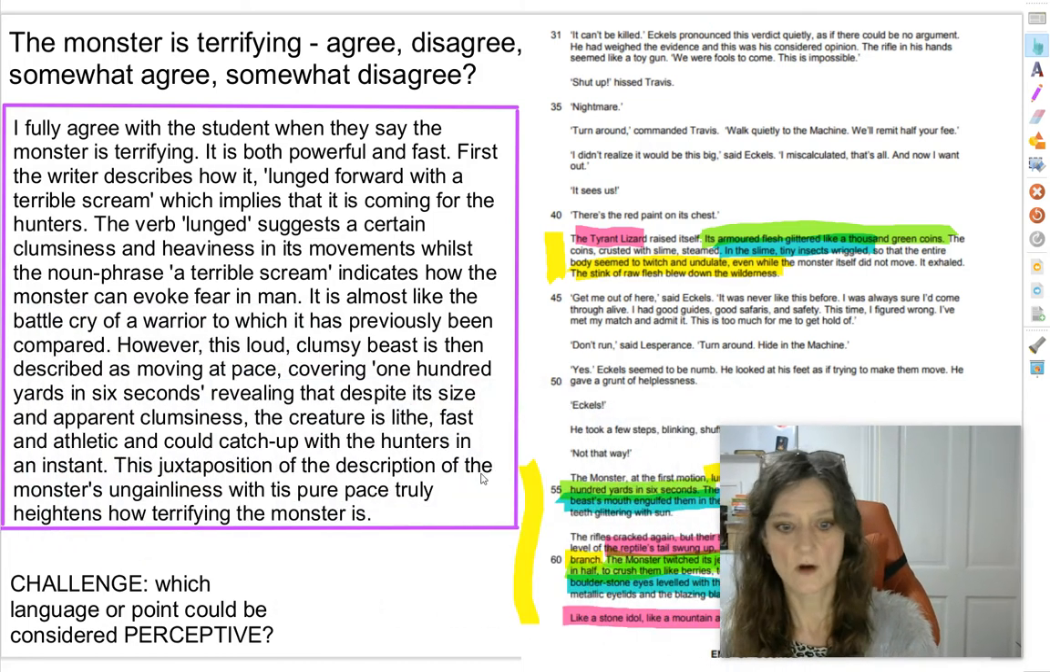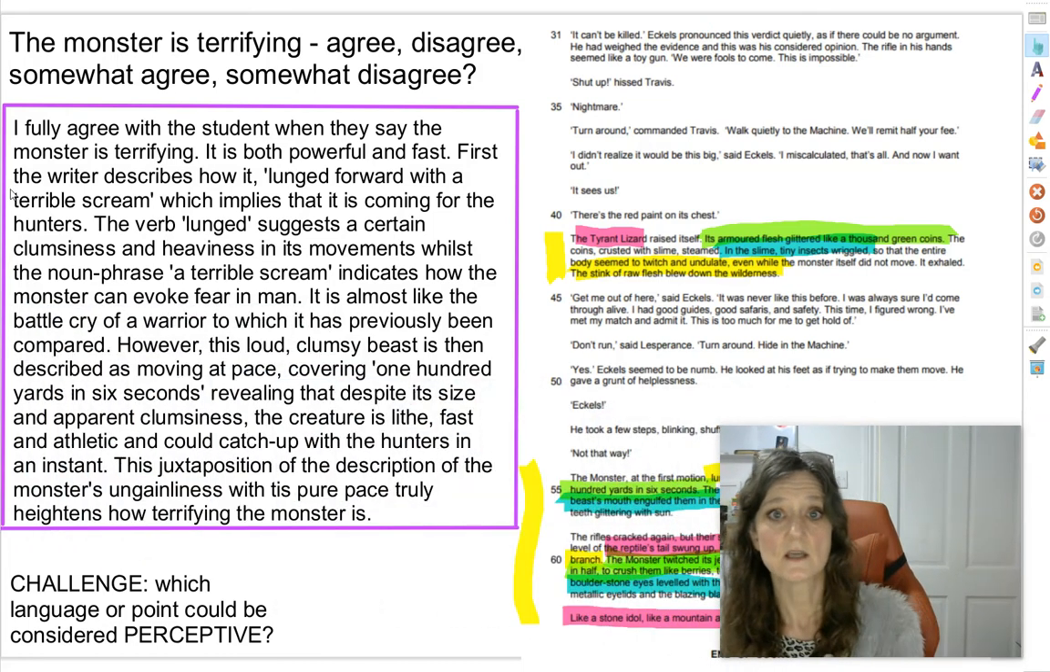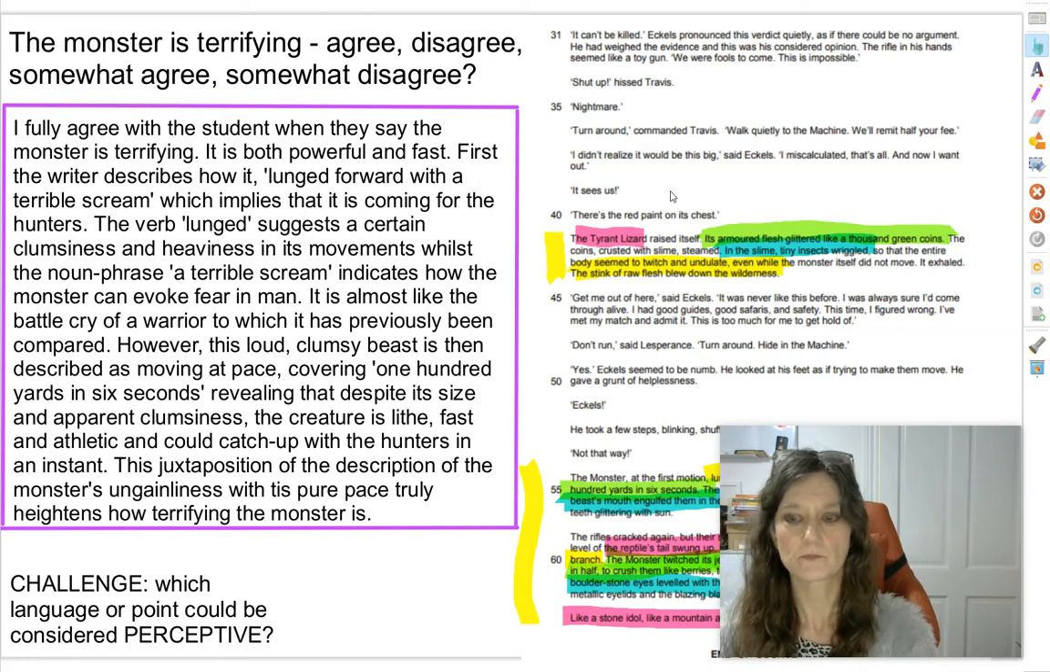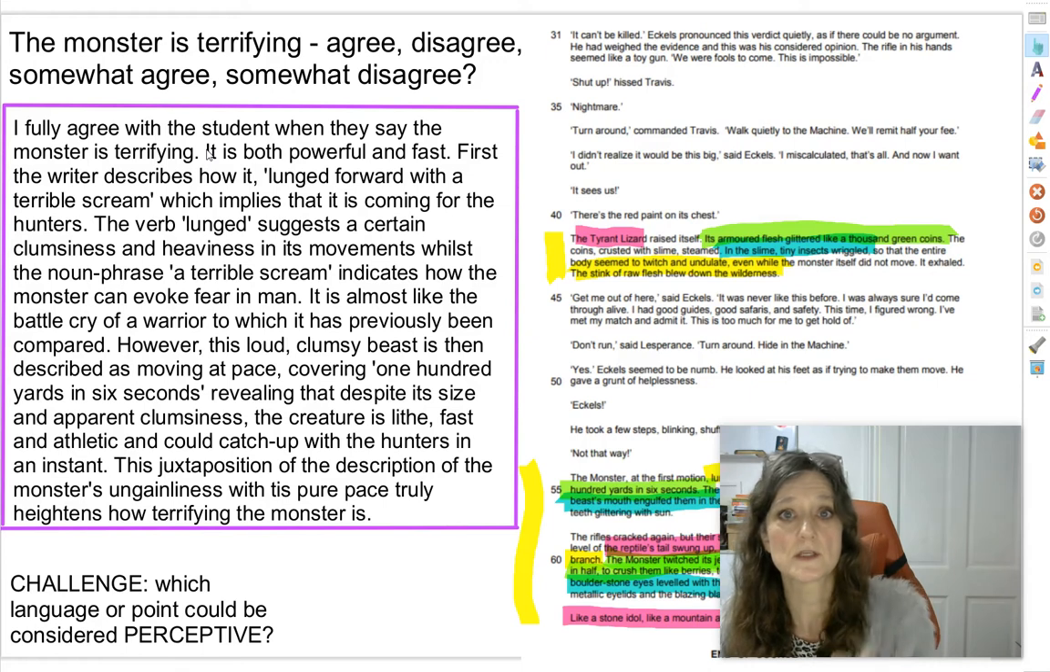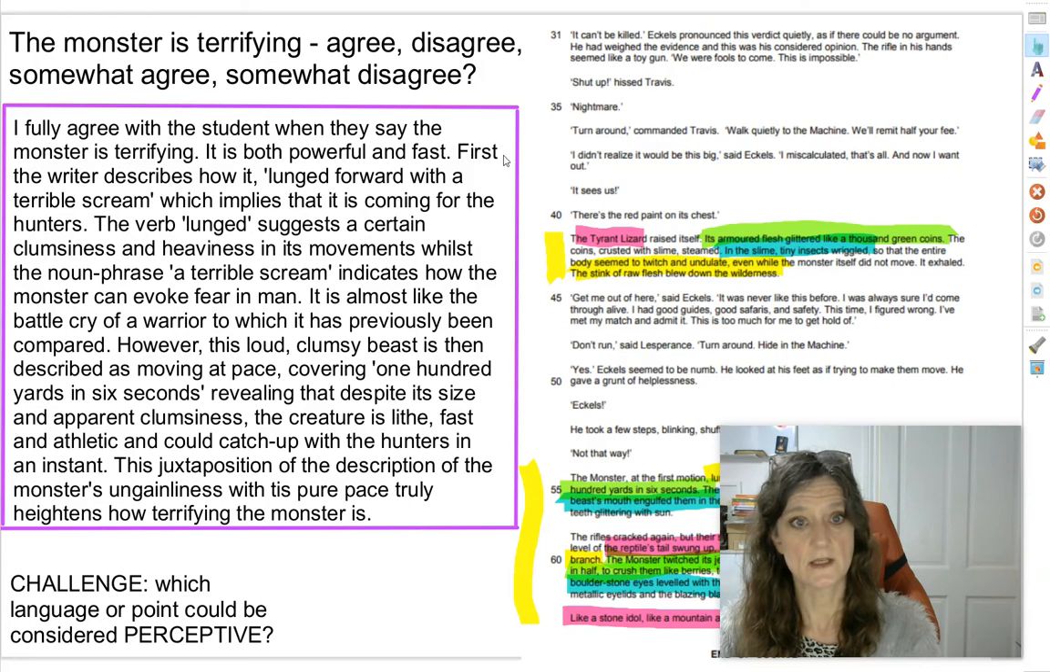Now, I've done a model paragraph for you to demonstrate the C's structure in action. So here's my statement. I fully agree with the student when they say the monster is terrifying. It is both powerful and fast. Adding this in, this is like an overview. That's a bit optional. You wouldn't need to put that in, but it shows where I'm going with my paragraph. I'm going to put some evidence in. First, the writer describes how it lunged forward with a terrible scream, which implies it is coming for the hunters. Okay, so there's my inference. So statement, evidence, inference.